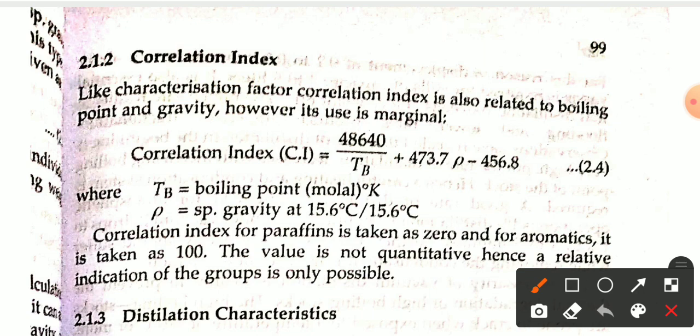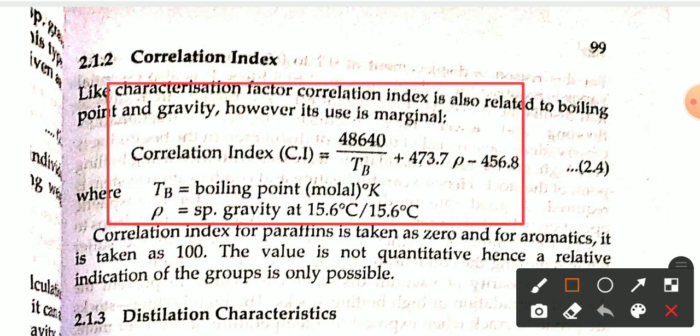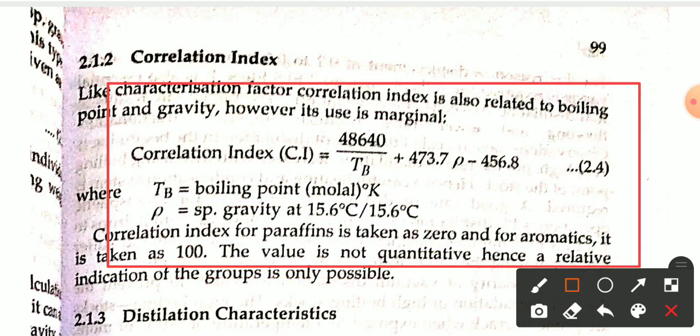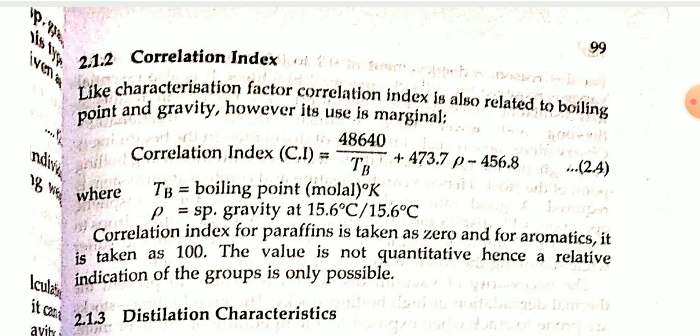Okay, so first of all write down these equations and this notation also. Okay, most important here. Now, what is the correlation index? Simply, the correlation index is also related to the boiling point and gravity. However, it is useful in a marginal range.